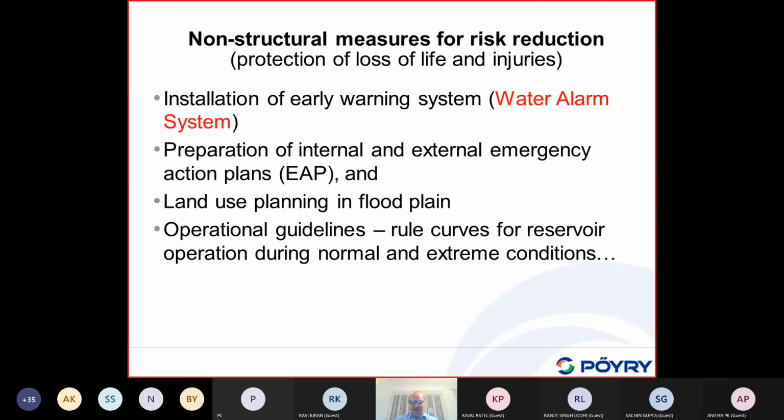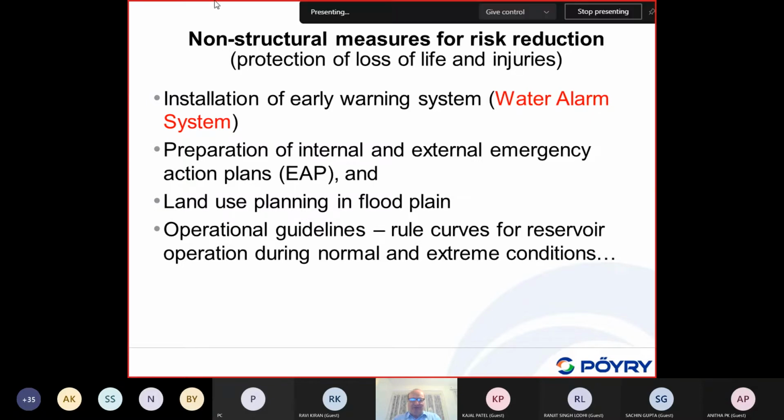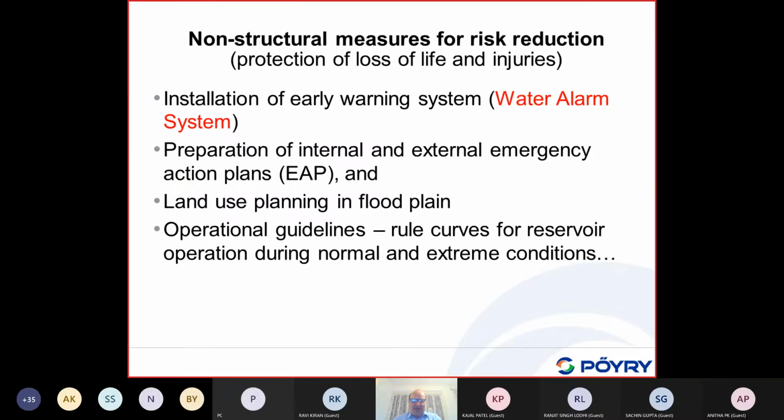We can warn all people living downstream of the dam. But on paper, I must say, we think this is the way to go. Then number two, we have to prepare internal and external emergency action plans. This is necessary. I think you should also do it for your existing dams.